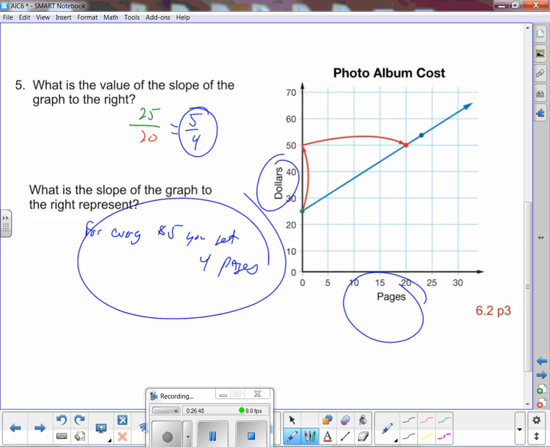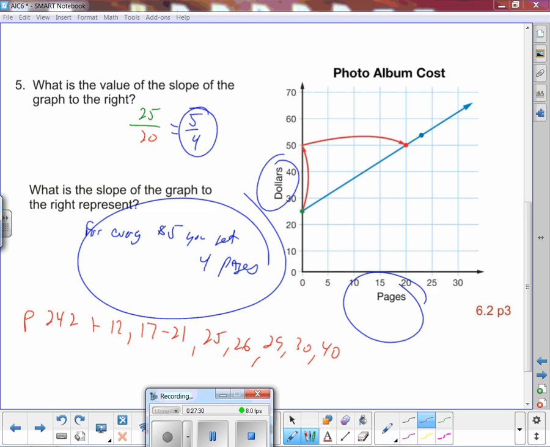All right, homework tonight. Pay attention. This homework is really, really key section. Page 242. Some of these are quick, so don't spaz out. 1 through 12. Some of these are one-word answers. 17 through 21, 25, 26, 29, 30, and 40. I am going to be here after school.